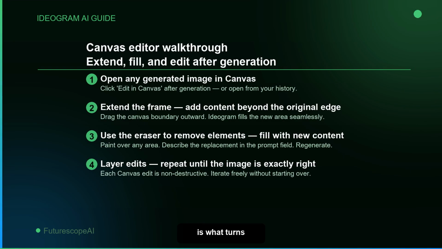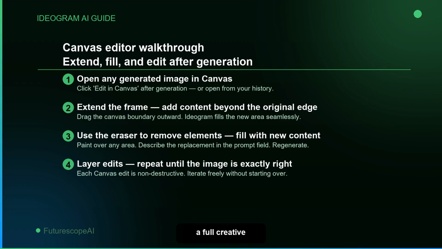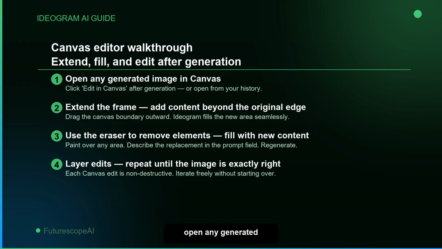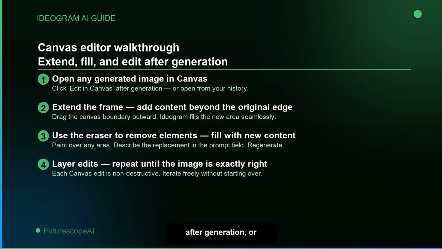The Canvas editor is what turns Ideogram from an image generator into a full creative tool. Step 1. Open any generated image in Canvas, click Edit in Canvas immediately after generation, or open it from your image history. Step 2. Extend the frame. Drag the canvas boundary outward in any direction and Ideogram fills the new area with content that matches the original seamlessly. This is how you turn a square output into a landscape banner or a portrait poster.